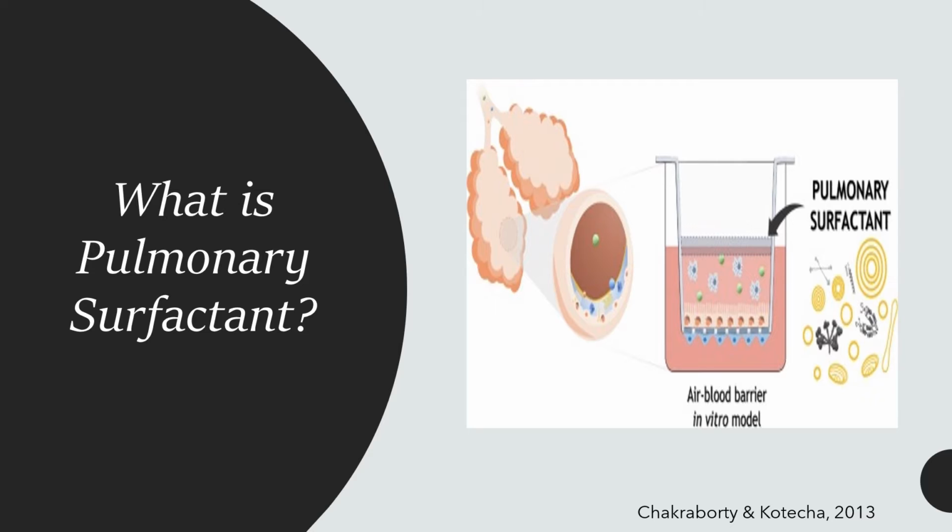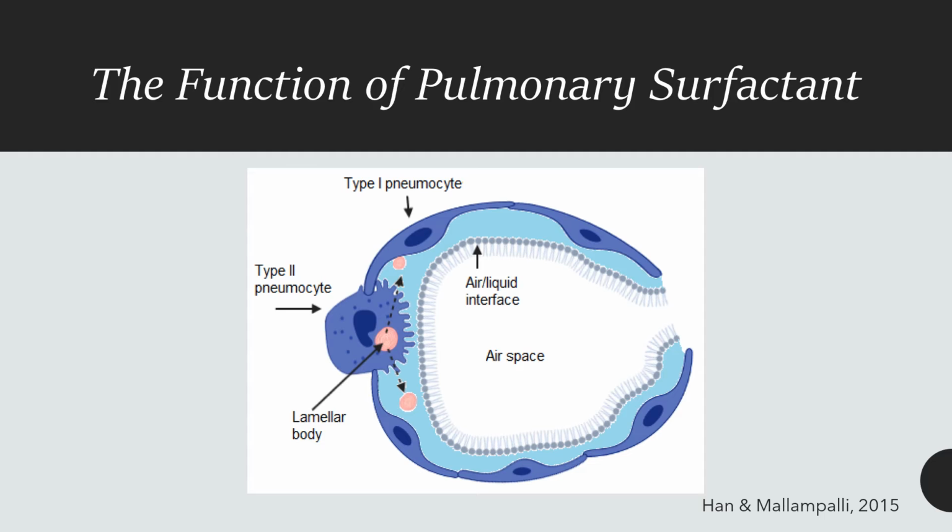Pulmonary surfactant plays an essential role supporting air breathing. Now that we have defined what pulmonary surfactant is, let's discuss its function. The primary function of pulmonary surfactant is to reduce the tension within the alveoli at the air-liquid interface. This tension is reduced by forming a surface film consisting of a monolayer.